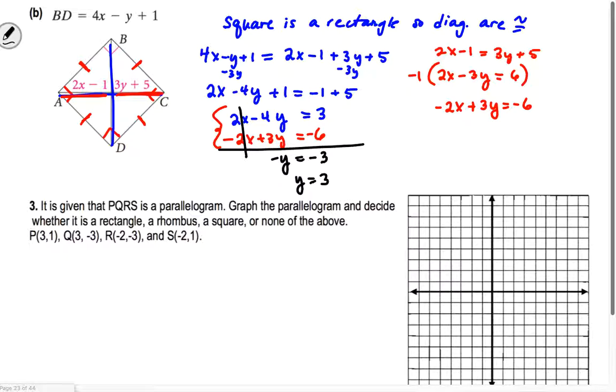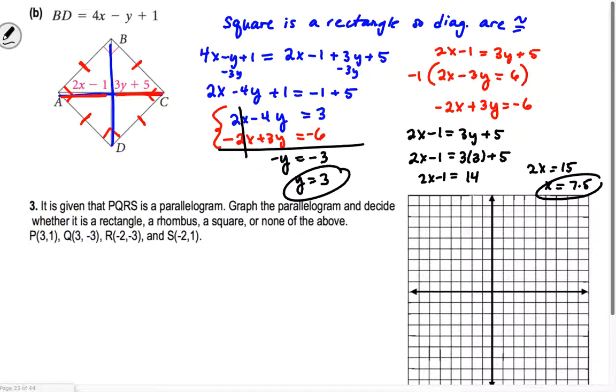So then once you have that, you go back to one of your equations. So 2x minus y equals 3y plus 5. And we plug in y equals 3. So I get 9 plus 5 is 14. I add the 1 over and divide, so I get x equals 7.5. So 7.5 and 3. Okay, does this make sense?